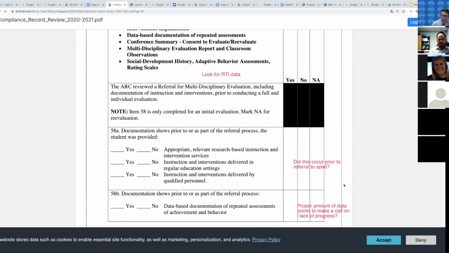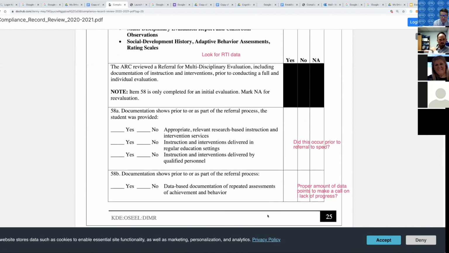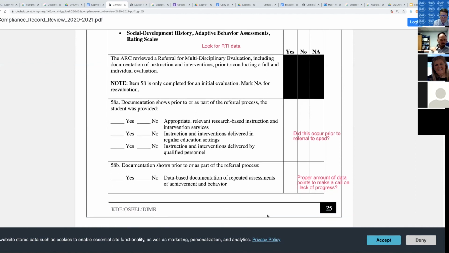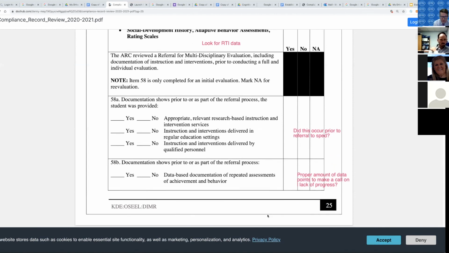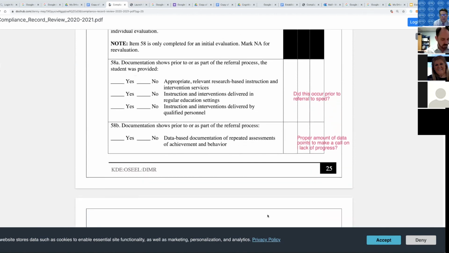Now, when we say qualified personnel, we ask the question, did it occur prior to the referral to special ed? And when we talk about qualified personnel, we're talking about people that have certification. Okay. So in the last training, we talked about instructional assistants doing RTI, and that is not by law the way it's supposed to be done. According to this guidance document, instruction and interventions are delivered by qualified personnel, and that does not include instructional assistants.